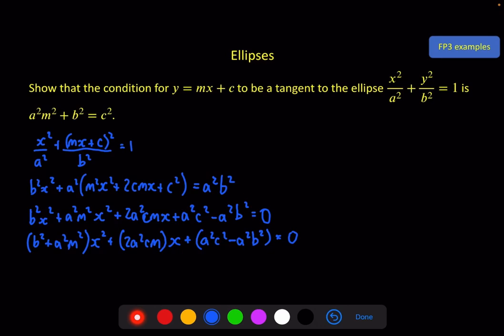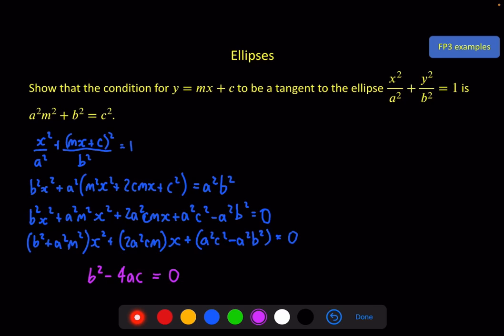Now, thinking back to what we're trying to do, we're trying to show that this is a tangent. So when I substitute this in here, there must be a solution. They must touch, but there must only be one solution. They must touch only at one point. So when we put this into our lovely b squared minus 4ac, that must equal 0, so that there is only one solution, one point of contact, which is what makes it a tangent.